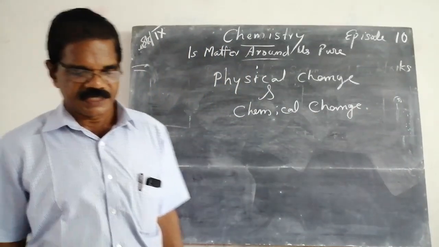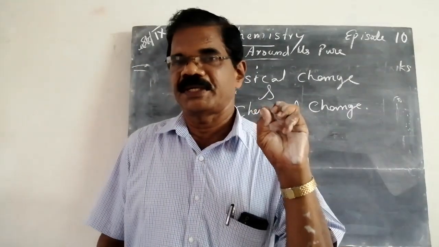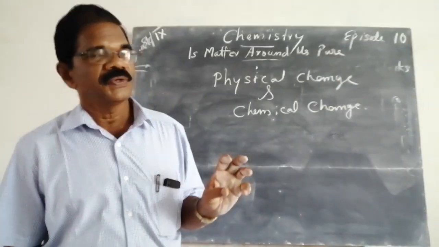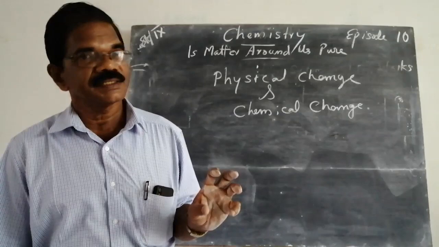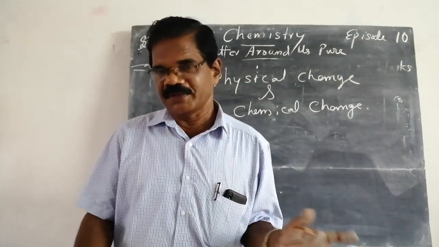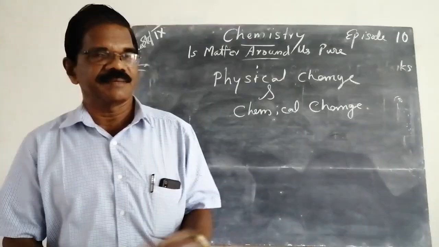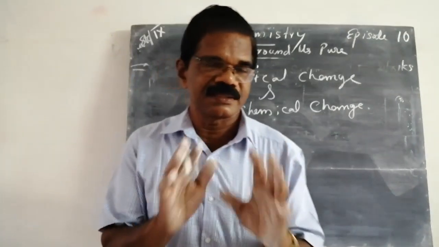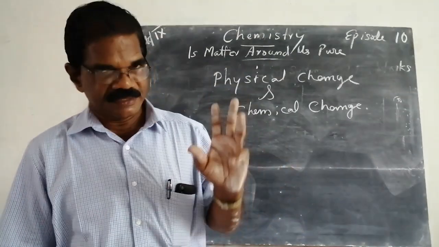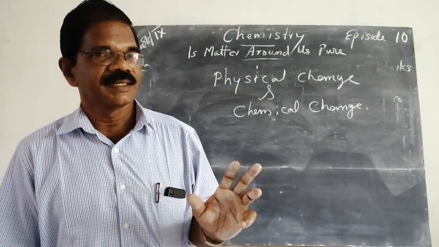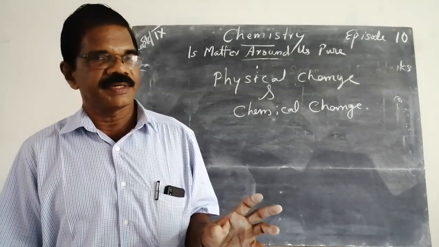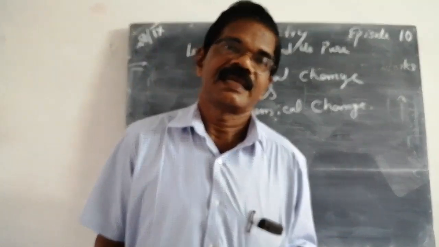In our chemistry, this topic is very important. We should have a clear idea about what a physical change is and what a chemical change is. We know about physical properties and chemical properties. Physical properties mean its physical state, color, shape, boiling point, melting point, density, etc.